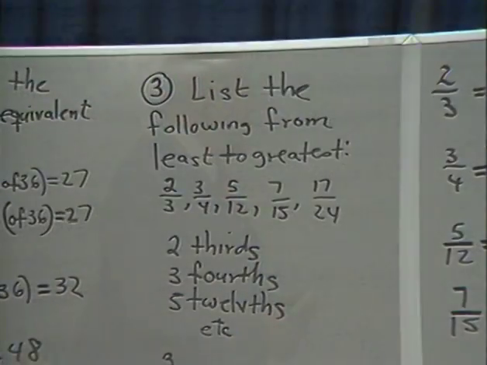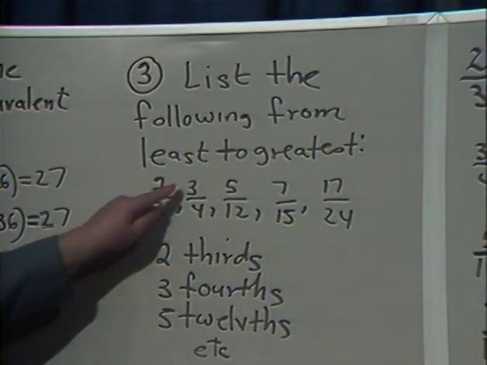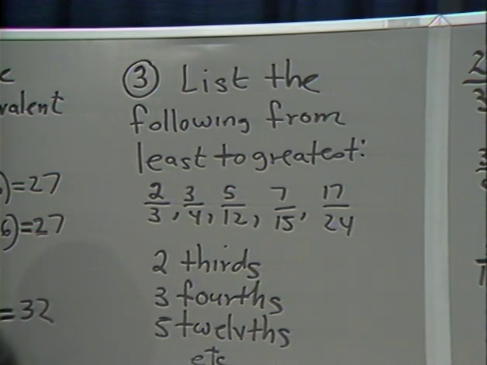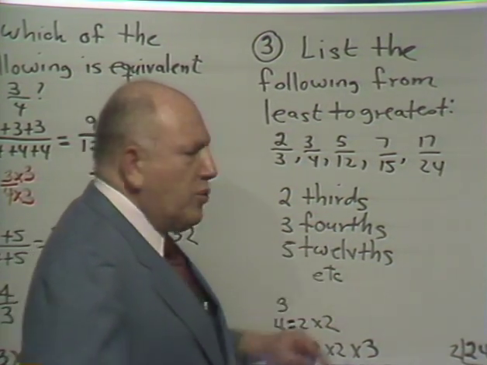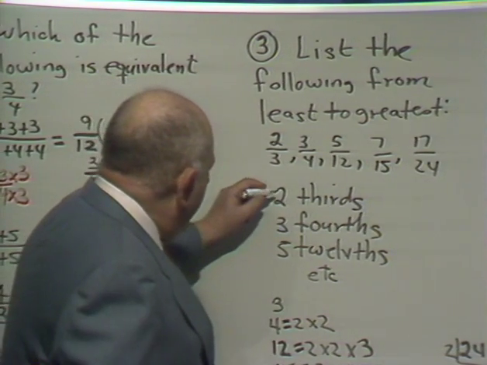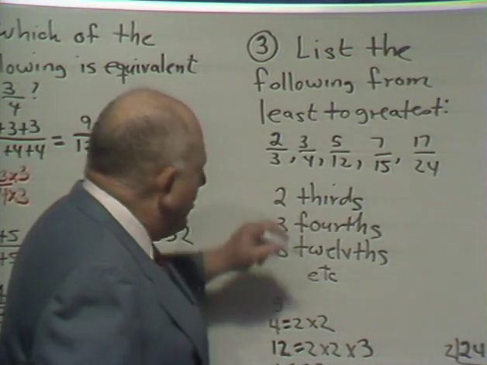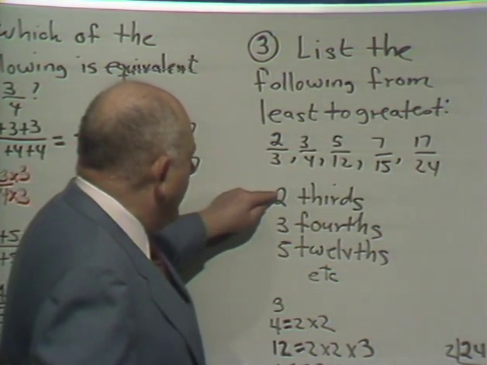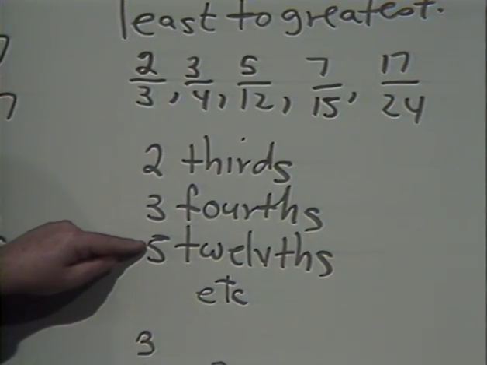See, problem number 3 says, list the following from least to greatest: 2/3, 3/4, 5/12, 7/15, 17/24. And if we write these as adjectives and nouns, you see what we get: 2/3, 3/4, 5/12, etc. And certainly the adjectives, the numerators, are going from least to smallest, but you see the denominations are also changing. For example, 2/4 is more money than 3 dimes, which in turn is more money than 5 nickels.